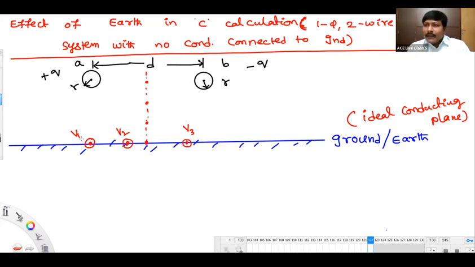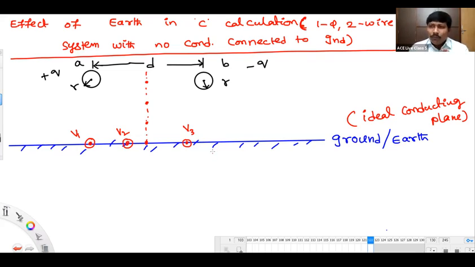Which is correct? The practical one or the theoretical one we are doing on paper? Practically, voltage at all the places on the ground is the same because of the ideal conducting plane properties. But because of this theoretical study, I am saying voltages are unequal. Which statement is correct? The practical one is always correct.